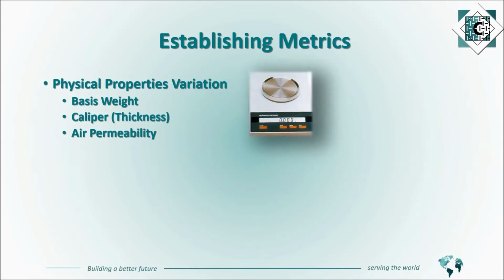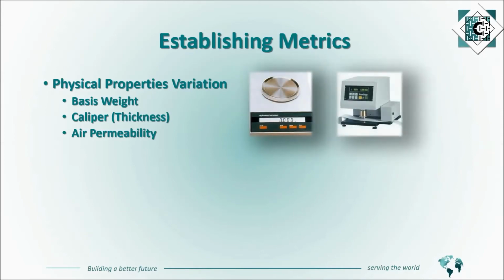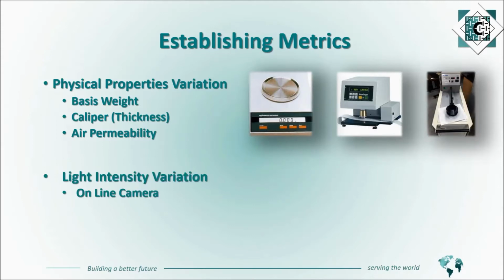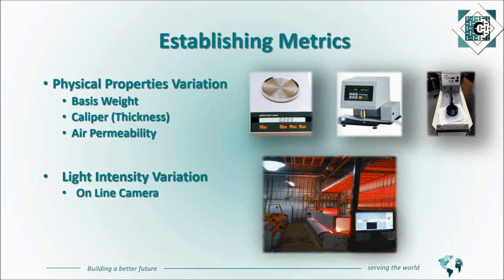Thank you, Jim, and good afternoon to everyone. In our effort to establish uniformity metrics, we really concentrated on two different methodologies. The first was physical properties. We specifically chose three different physical properties: basis weight, caliper thickness, and air permeability. And then we also have here at our site a camera system. So we also looked at our online camera to look at transmitted light to try to understand the uniformity from that standpoint as well.